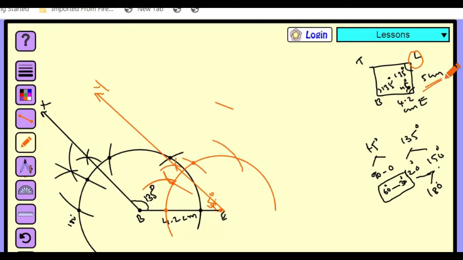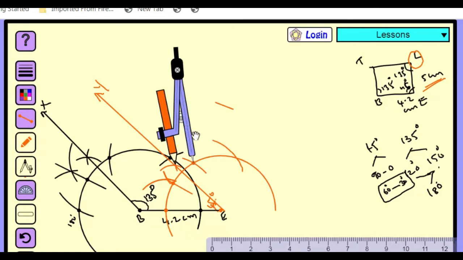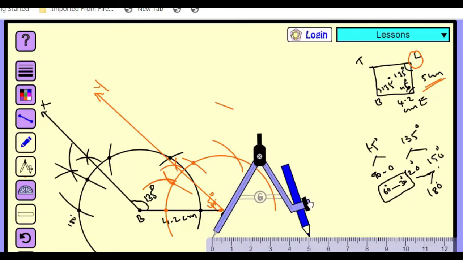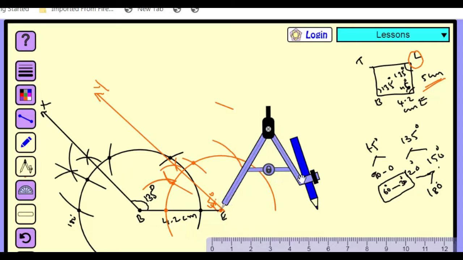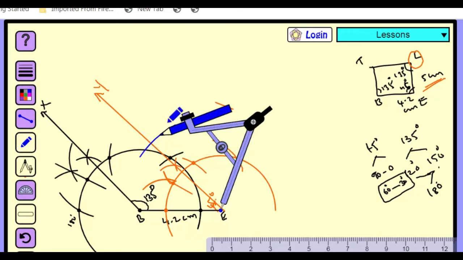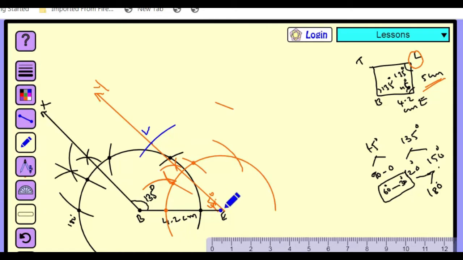Why? Because the length BL we have is 5 centimeters. So now take the ruler and set the compass radius as 5 centimeters with the help of the ruler. Now with B as the center, draw an arc which cuts the previous ray BY at point L. Now remove the points, and the length of BL we have is 5 centimeters.